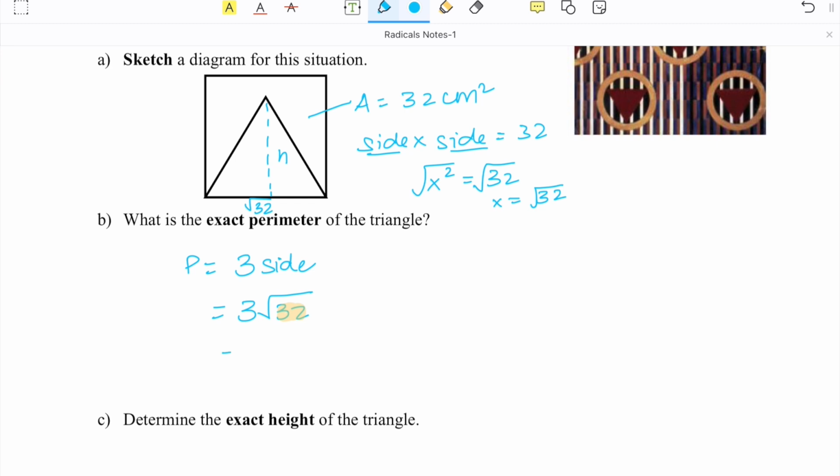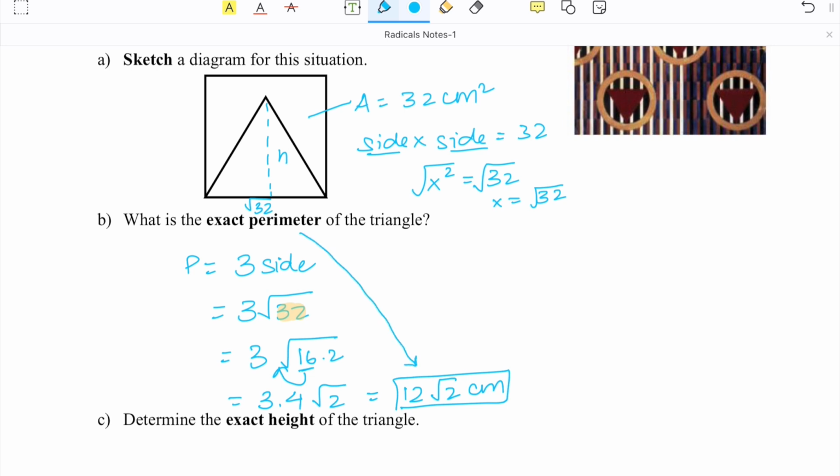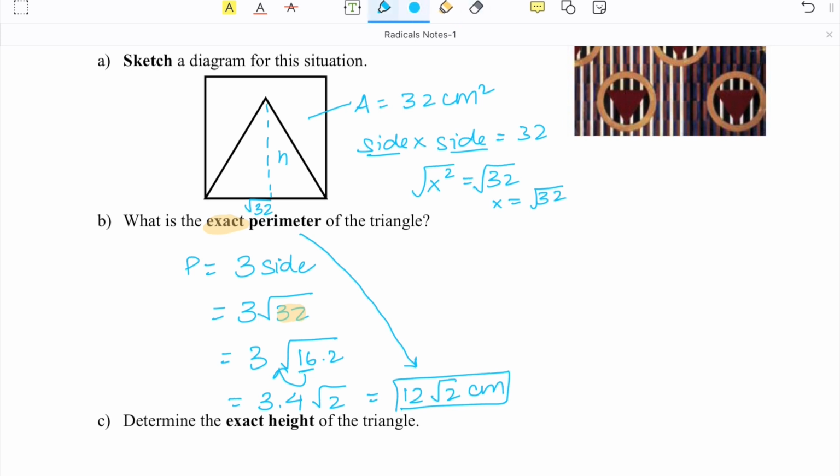So 32 can be written as 16 times 2, where 16 is your perfect square. When you do that, you can take out the 4. So you have 12 root 2 centimeters as your perimeter of the triangle. Okay? And again, exact means that you're supposed to keep it as a radical, not convert it into a decimal. Questions about part A or B?